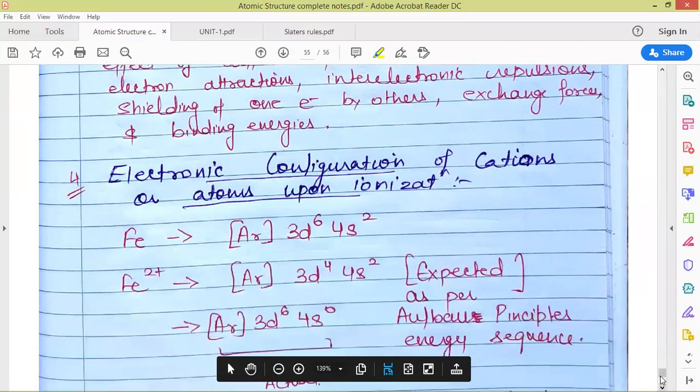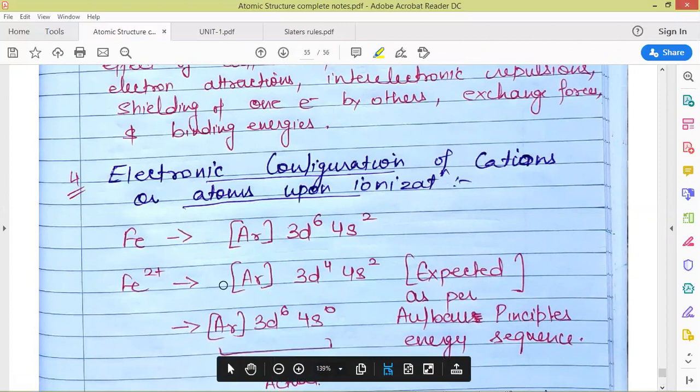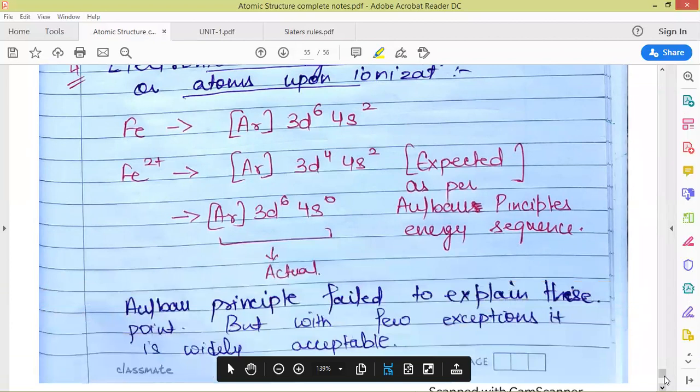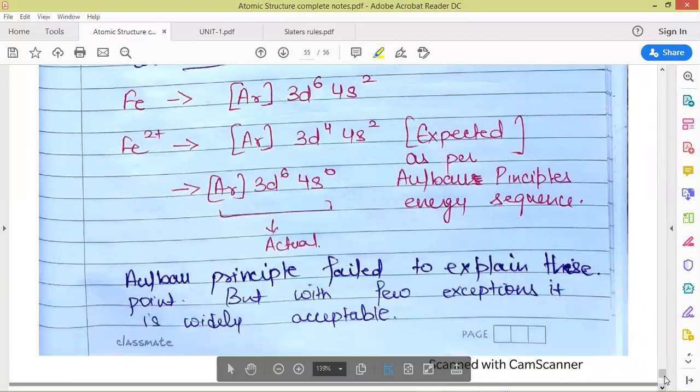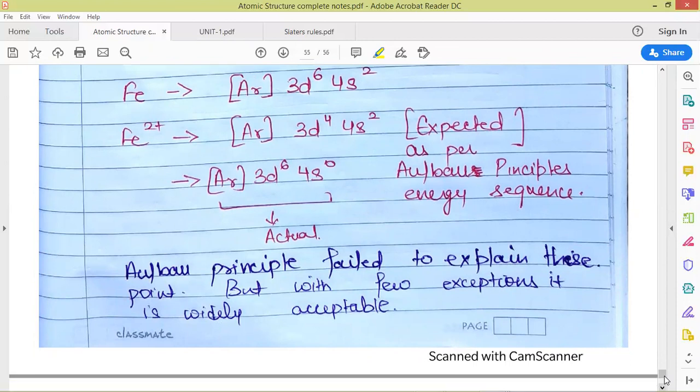The next limitation is the electronic configuration of cations or atoms upon ionization. This point we have already discussed, that whenever we ionize a d-block element, the electrons are first taken out from the 4s subshell instead of the 3d subshell, whose energy is higher in comparison to the 4s subshell, which is filled later in comparison to the 4s subshell. So these were the limitations of the Aufbau principle. Despite having so many limitations, the Aufbau principle is widely acceptable and it has solved the problem of electronic configuration to a great extent.